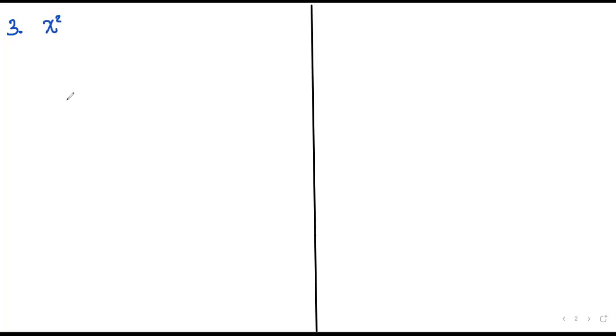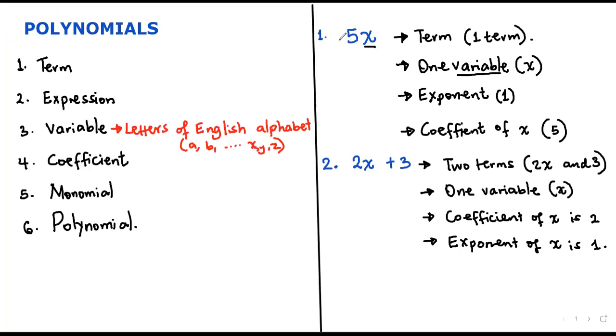x squared. You can also call it x to the power of 2 minus 3y plus 1. So this is another expression. Remember, we have seen that 5x is a term, 2x plus 3 is an expression. And one thing that you must know about the term can be 5x, can be any letter, can be any number. Then expression is when we put terms together using addition.